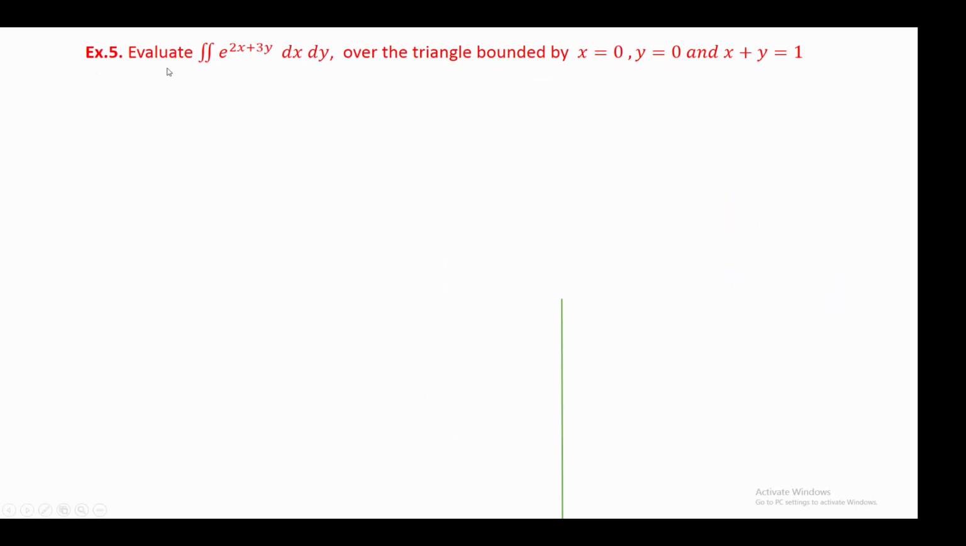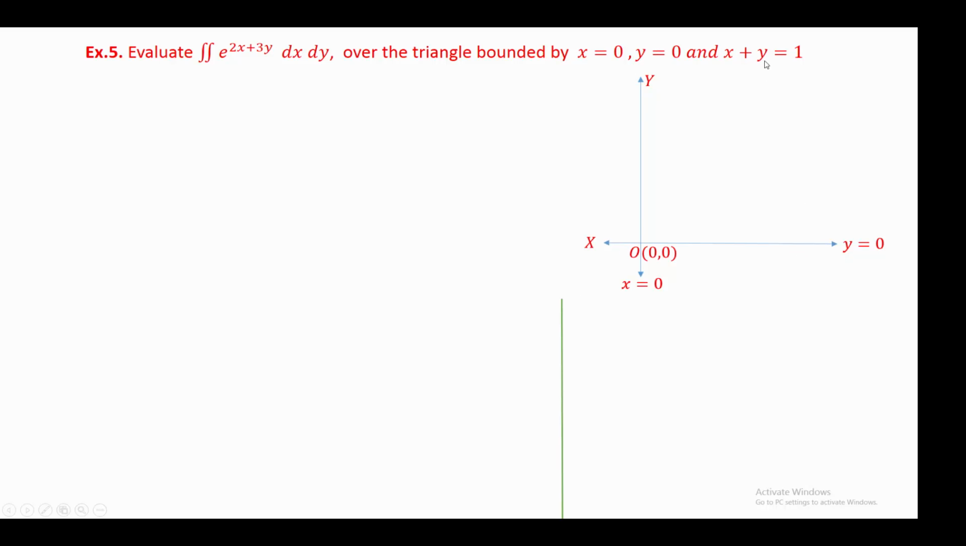Next, example number 5. Evaluate the double integration e raised to 2x plus 3y dx dy over the triangle bounded by x is 0, y is 0 and x plus y equal to 1. Given the region bounded by x is 0, y is 0 and the line x plus y equal to 1. So first draw the diagram: x-axis, y-axis and origin. The equation of the x-axis is y equal to 0, the equation of the y-axis is x is 0, and the origin is 0, 0. Now we get two lines, x is 0, the y-axis, and y is 0, the x-axis.